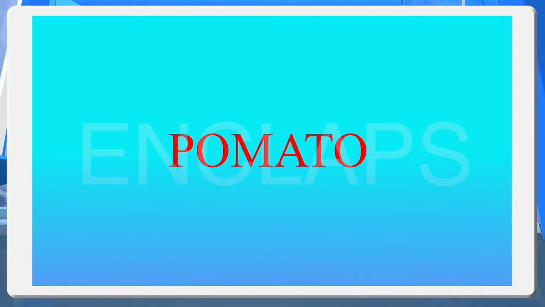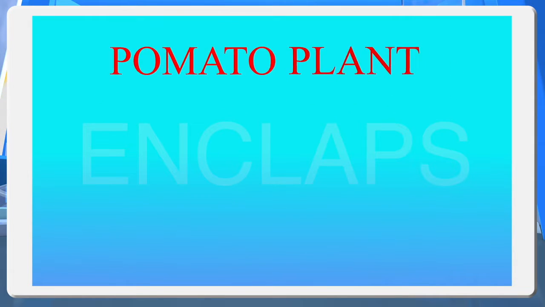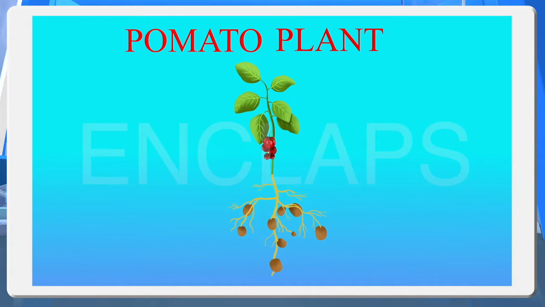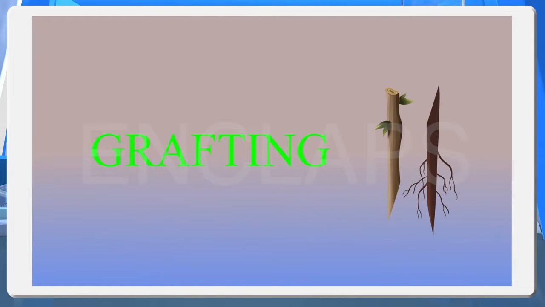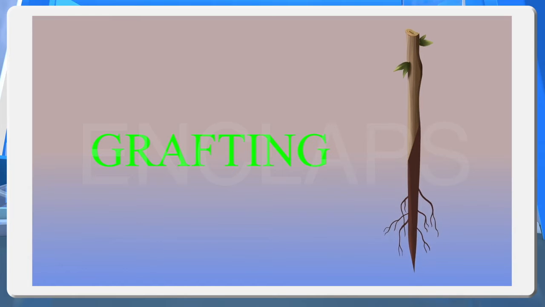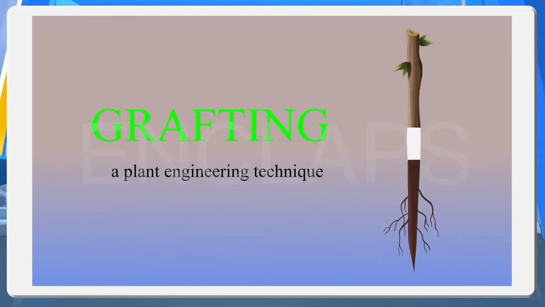What is this? Tomato. You might be wondering if it is potato or tomato. It actually is both. Potato plus tomato. In this plant, tomatoes grow above the plant and potatoes grow below the plant. It can be done by a process called grafting. In this, both the stems of the plants are joined by tying them. This is an example of plant engineering.